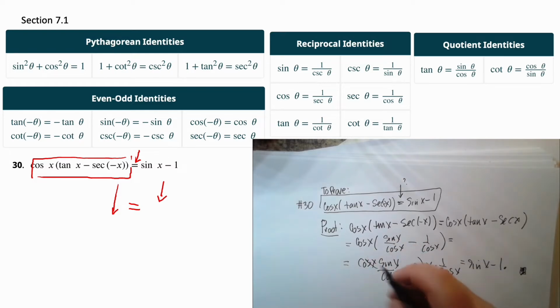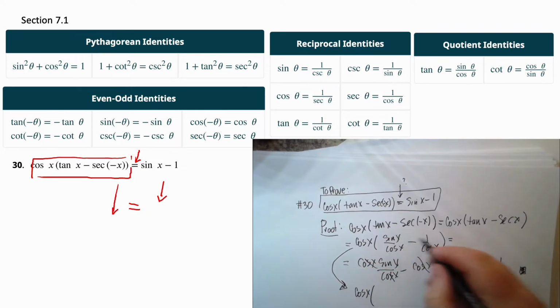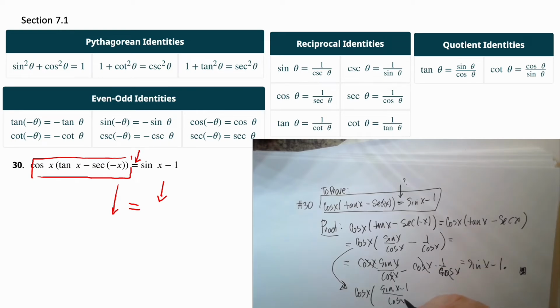Now, a lot of these identities have a couple different ways, so I could have done it like this. I could have had cosine x and then combined this as sine x minus 1 all over cosine, because that's the definition of adding or subtracting fractions, right?